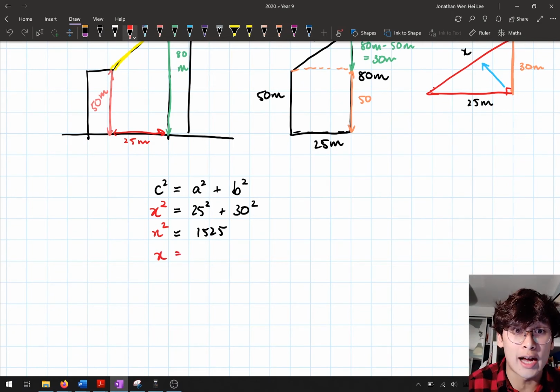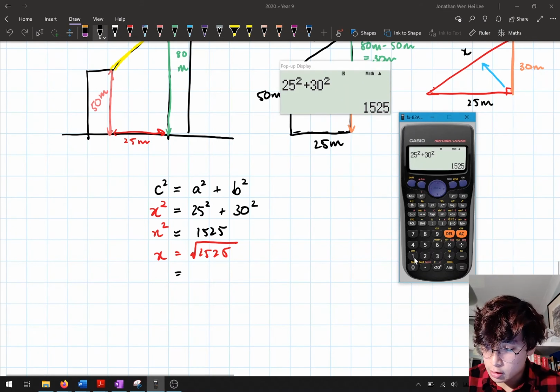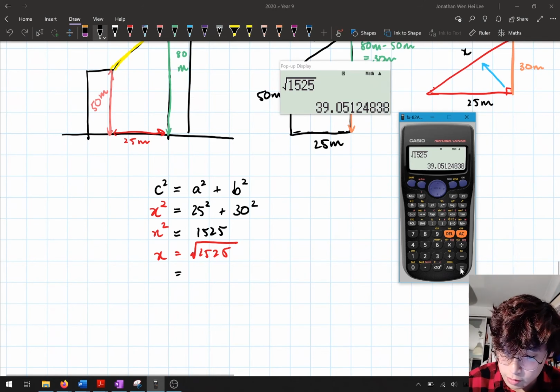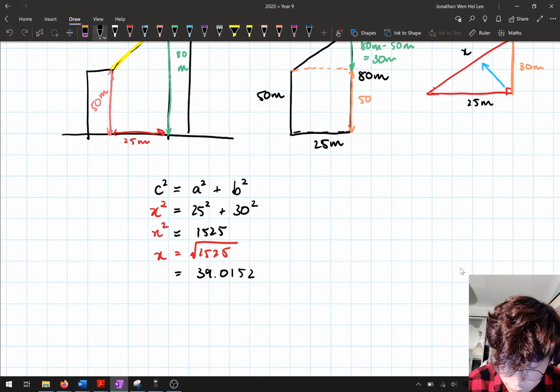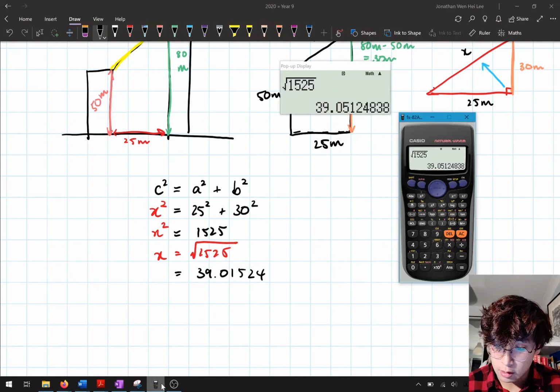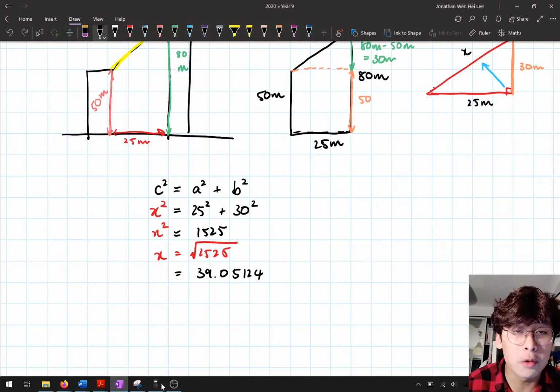And so what do I need to do? I need to take the square root. So I'm going to take the square root of 1525. And I've got 39.05124. And what was the unit for this?